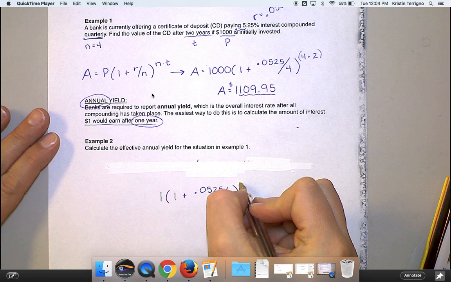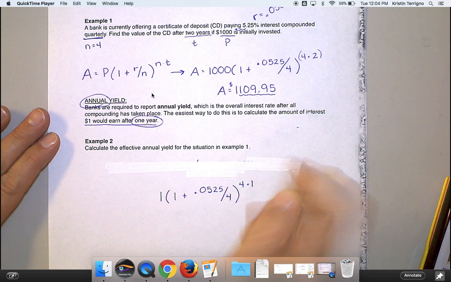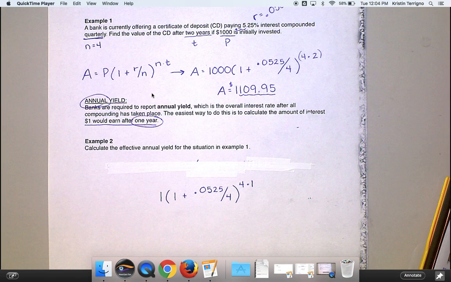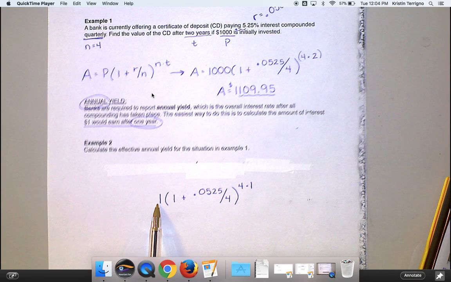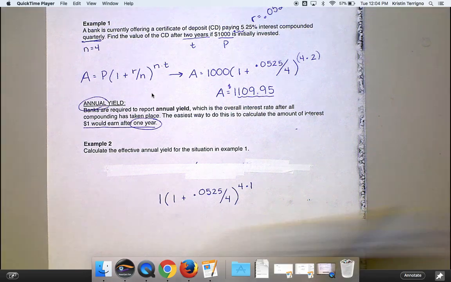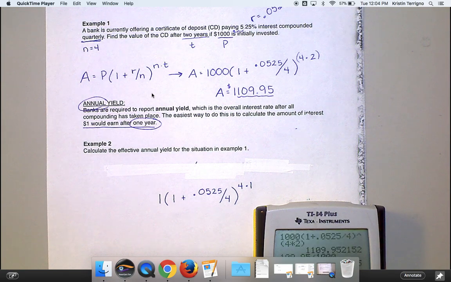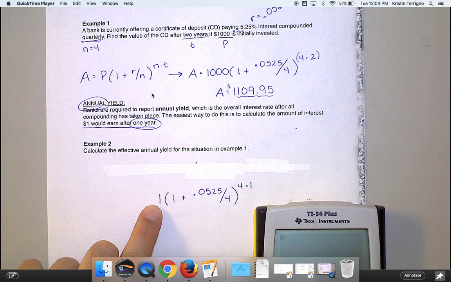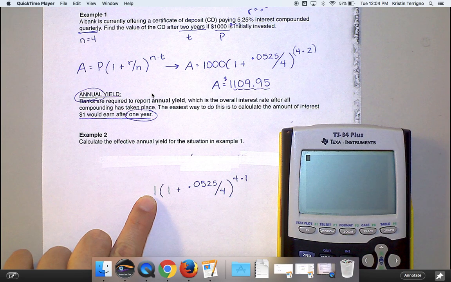And this time I'm going to do 4 times, but I only want to look at 1 year's worth of time instead of 2. So I want to know, what did each individual dollar turn into at the end of that 1 year? Okay? So crunching the numbers exactly the same here. I really don't need to type in that 1. Hopefully that makes sense. So I'm just doing 1 plus 0.0525 divided by 4 to the power of 4.